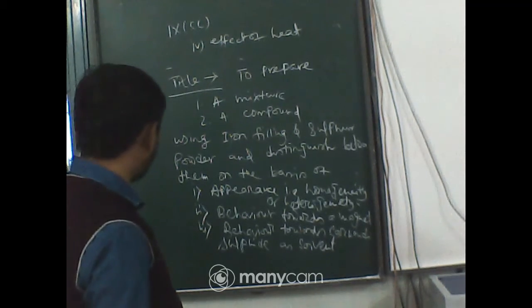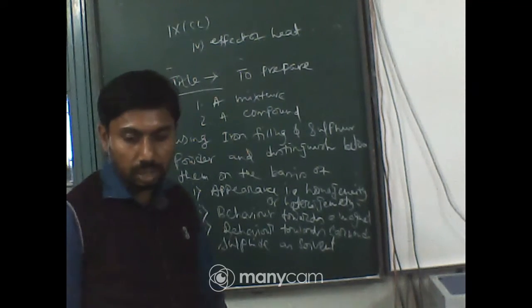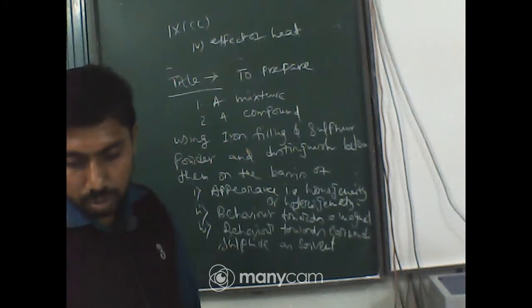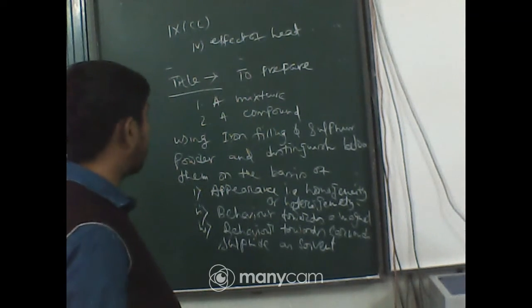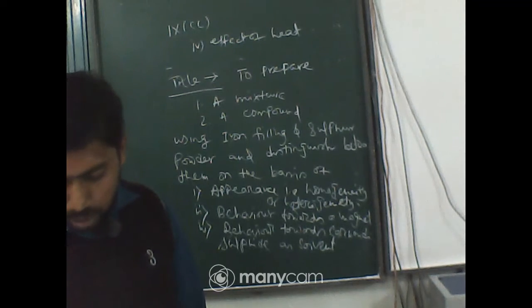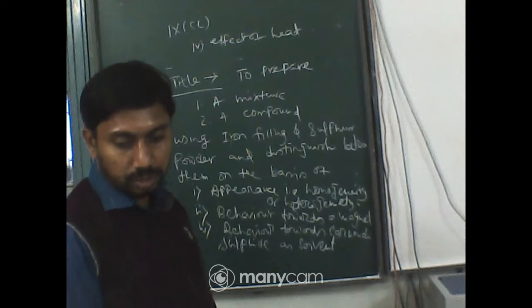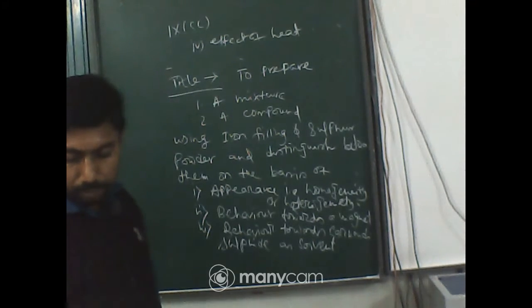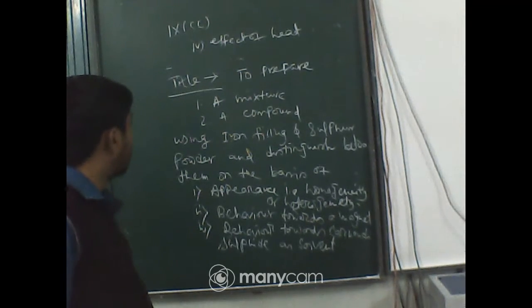Point number 3 is behavior towards carbon disulfide as solvent. And number 4 is effect of heat. So, complete it first. Next we will go to the next part. Write it first, I am repeating.